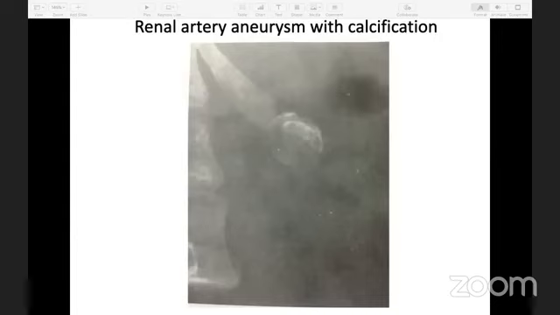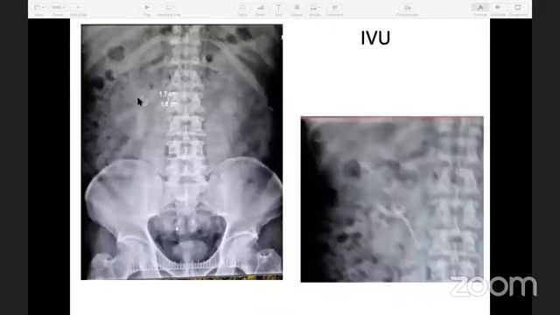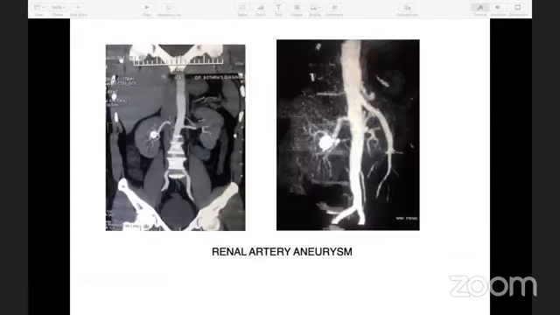Any such rounded shadow with calcification should be investigated for renal artery aneurysm. On the left side, another rounded shadow with calcification measuring 1.7 by 1.6 centimeter, which on the right side oblique view is outside the pelvicalyceal system. On further investigation, that is angiography, this was proved to be an aneurysm arising from one of the branches of the renal artery.